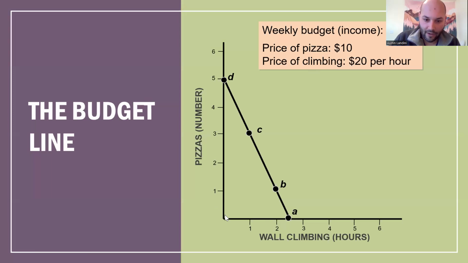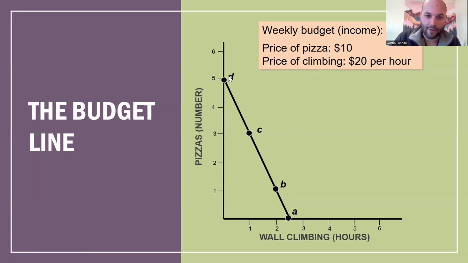That's saying that if they purchase zero wall climbing and spend all of their money on pizza, they would be able to buy 5 pizzas. 5 times $10 is their full income of $50. Or likewise, they have $50 to spend if the price of climbing is $20 per hour, and they buy 0 pizzas and spend all their money on climbing, they can buy 2.5 hours of wall climbing.